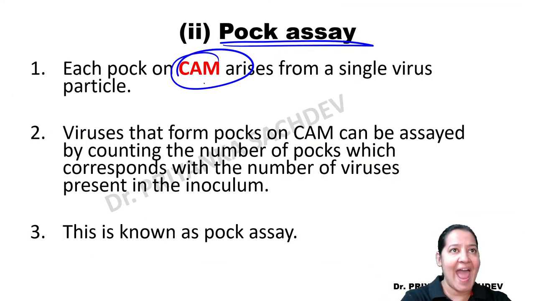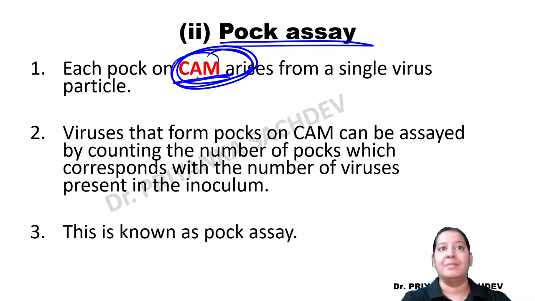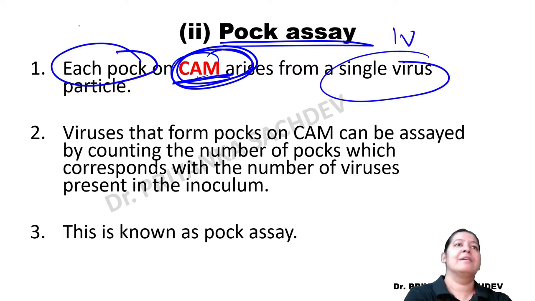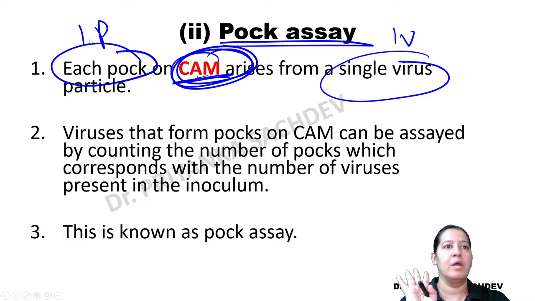It is done on the egg, maybe the CAM, that is the chorioallantoic membrane. So each pock is produced by a single virus. One virus, one pock. This is a rule.